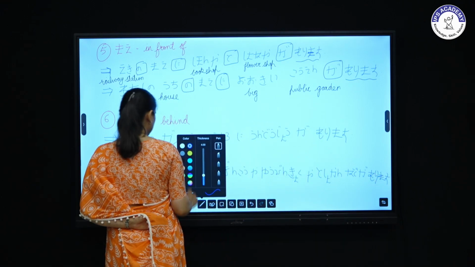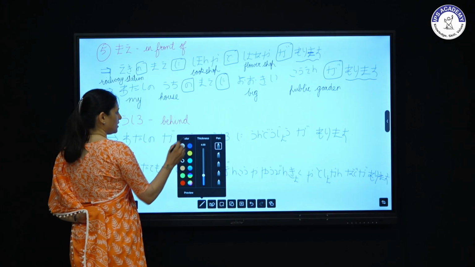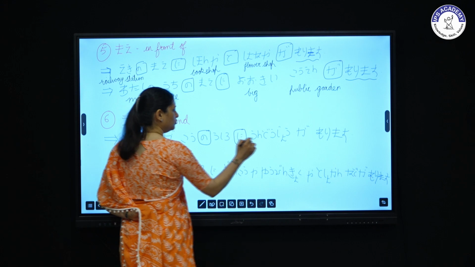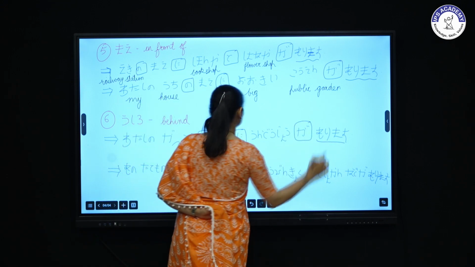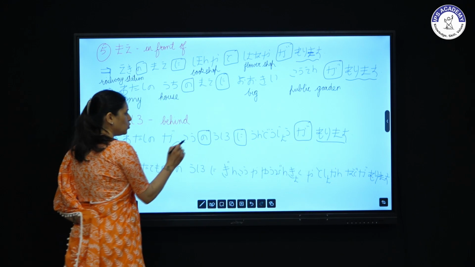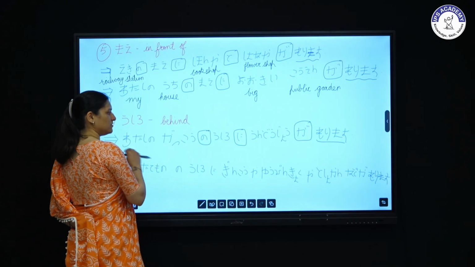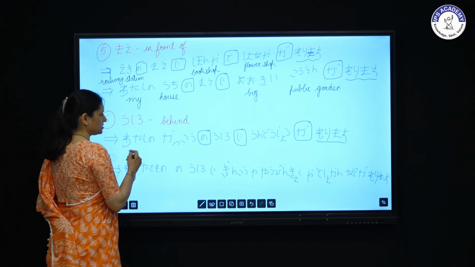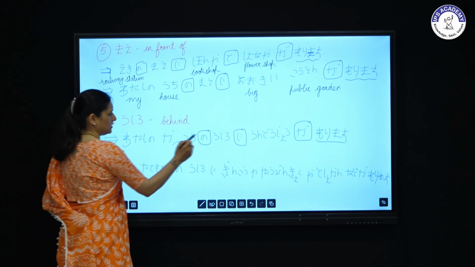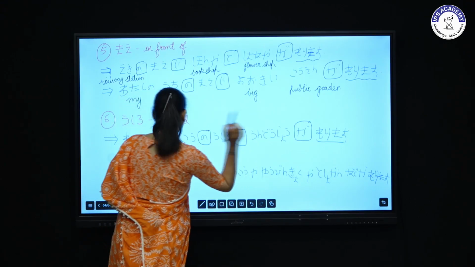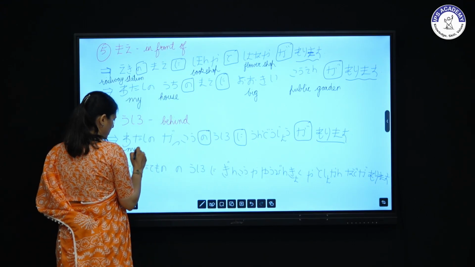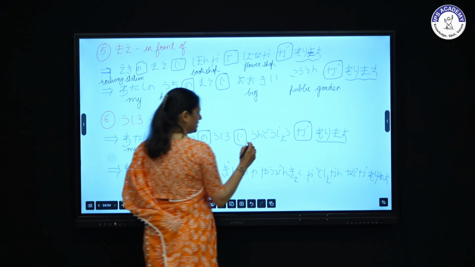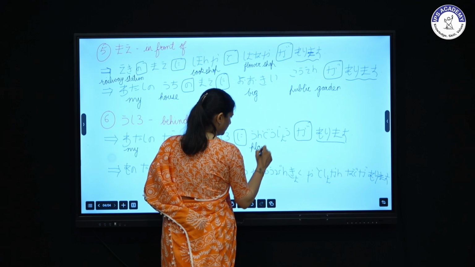Okay, let us understand both the sentences. Watashi no gakkou no ushiro ni undojou ga arimasu. मेरे स्कूल के पीछे, at the back side of my school, a playground is there. Okay. So see, it's literal translation in Hindi. मेरे स्कूल के पीछे playground है. Watashi no is my, gakkou is school, ushiro is behind, undojou is playground.